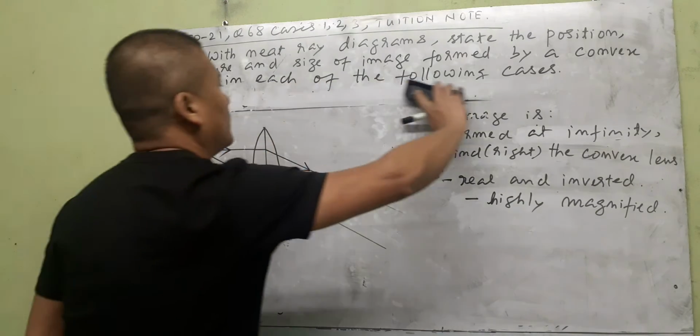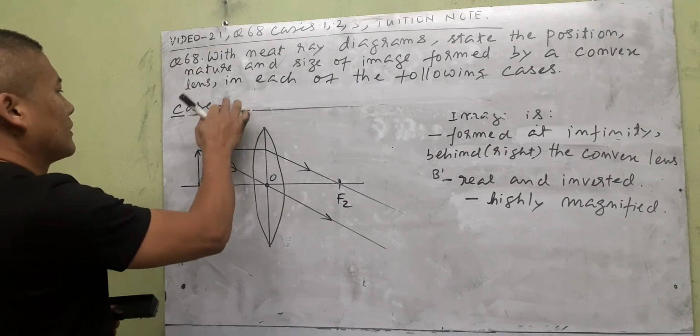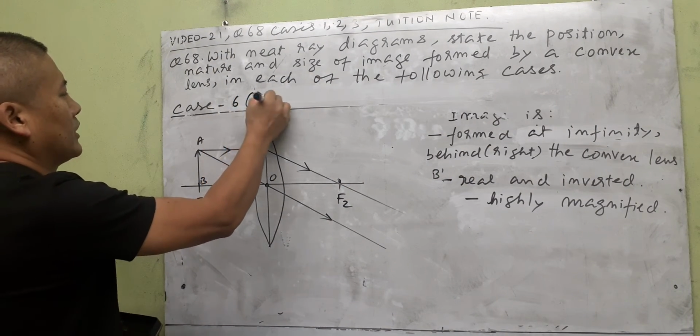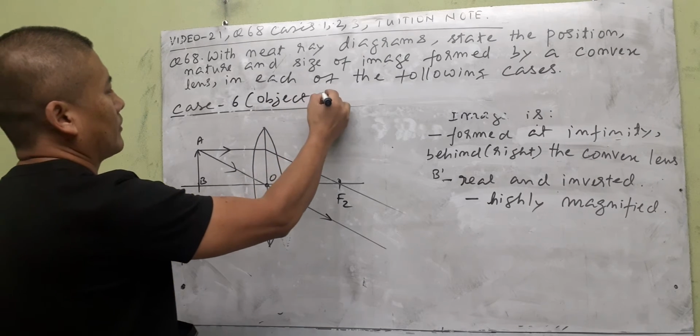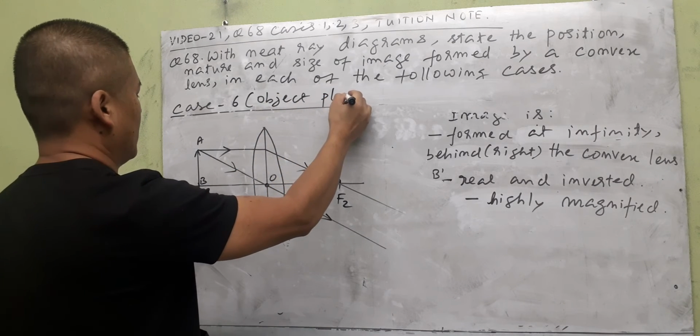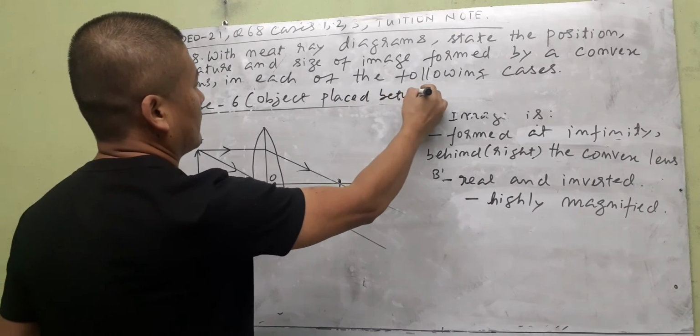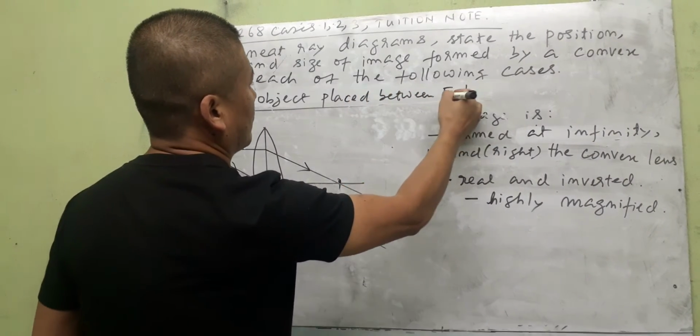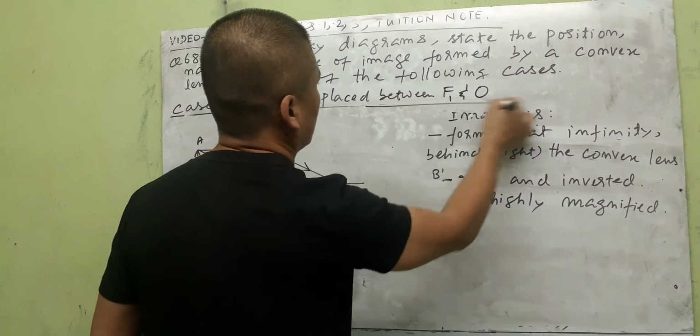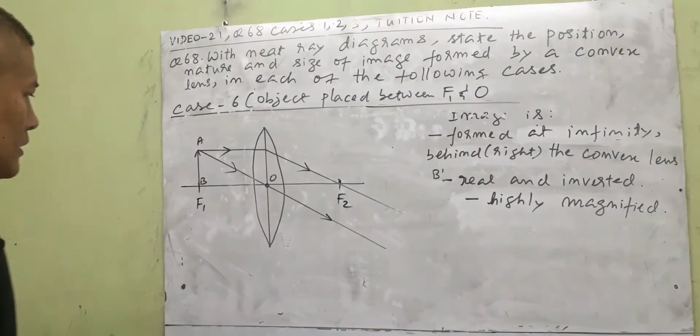So here now, case 6, object placed between F1 and O, between F1 and optical center.